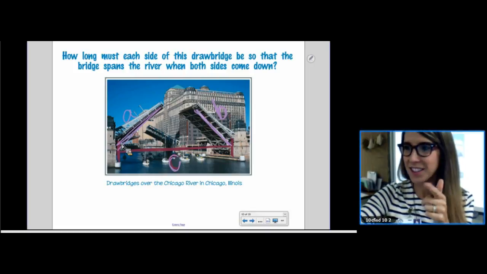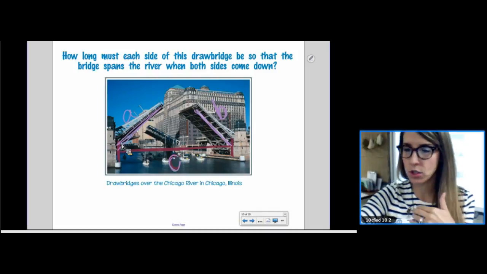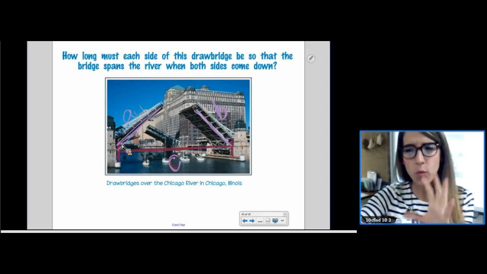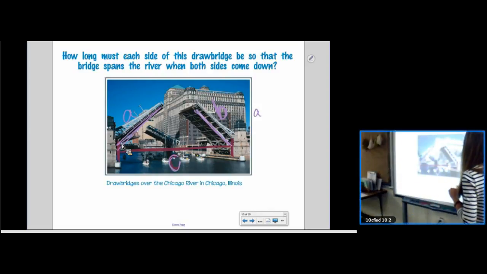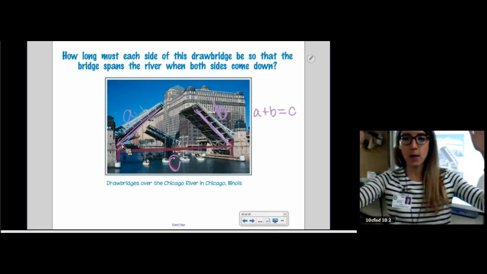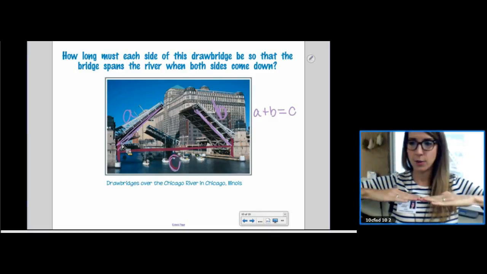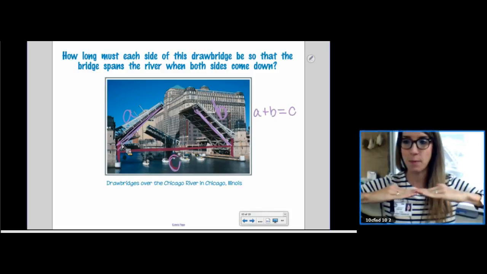Ooh, Sharon got it. It wouldn't matter which one's longer, which one's shorter. A could be shorter, B could be shorter, they could be different lengths. But what would matter is for this drawbridge to work correctly, we would want A plus B to equal C. That way, when the drawbridge was closing, it creates a perfect segment with no gaps or spaces, a segment, right? Not a triangle, but a segment.